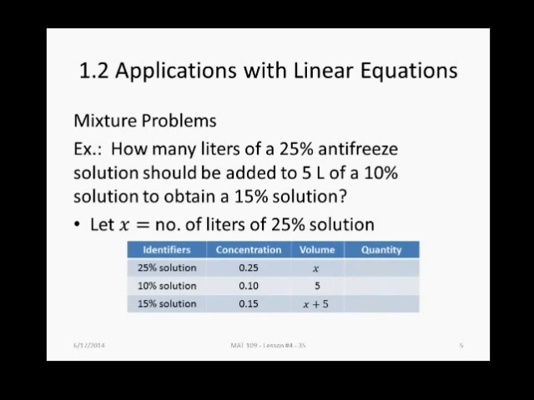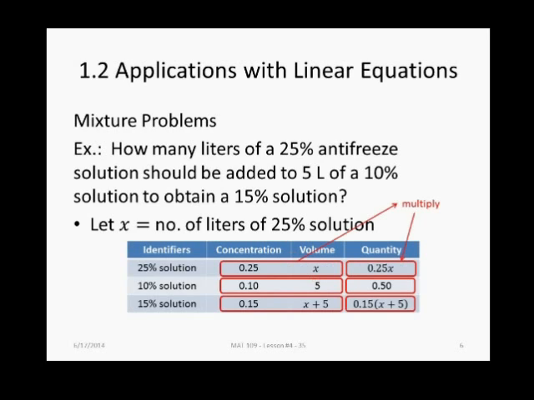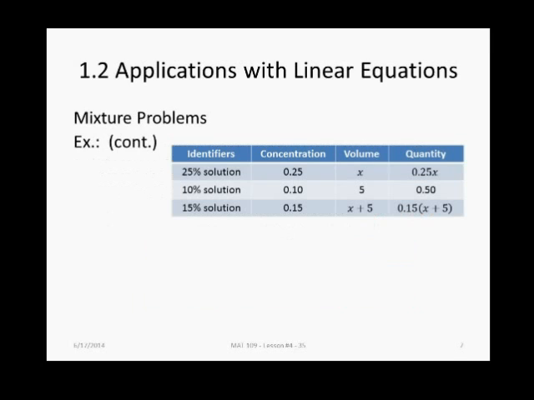I filled 2 columns. I only have 1 column to go. That I get because the concentration times the volume equals the quantity. So I'm going to get 0.25 times X goes here, and so forth for the other 2 rows. That gives me this set of information filling out the table. So here's my table.